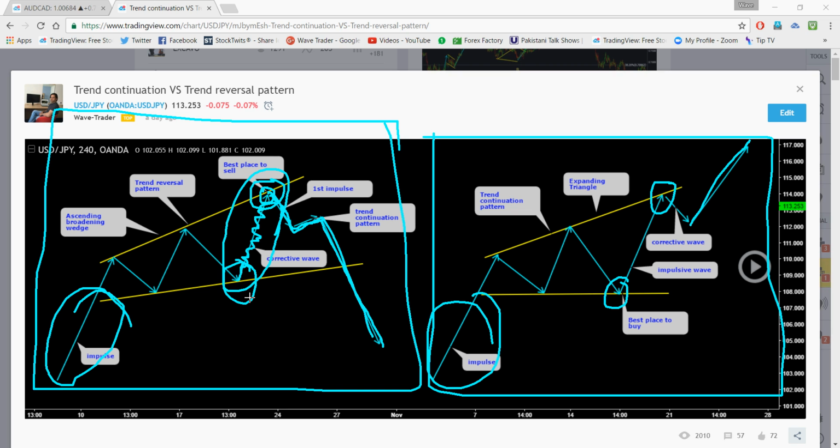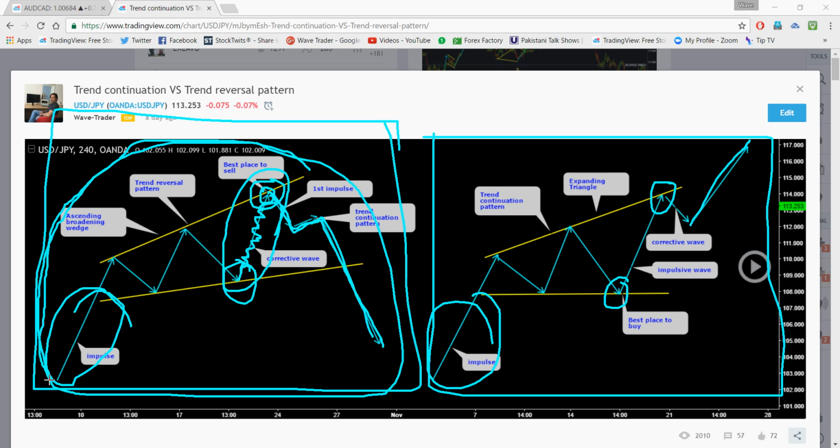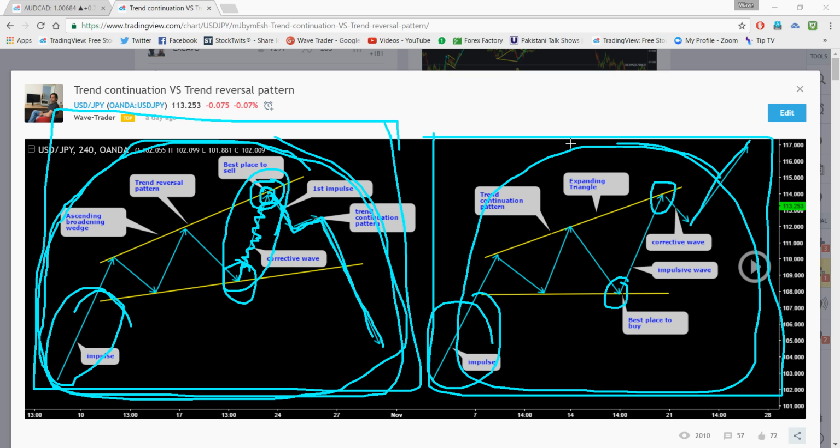Something like a flag. A flag is a corrective, trend continuation pattern. It means price is going to break to the upside or downside with the previous trend. So this pattern is not a wave pattern, not an Elliott wave pattern. But this pattern, Elliott identifies as an expanding triangle, and calls it a trend continuation pattern. Price continues with the previous trend.